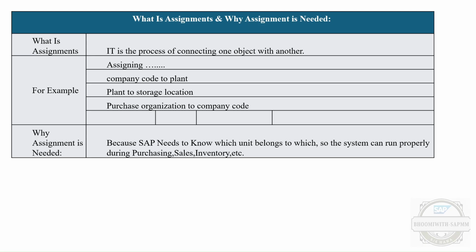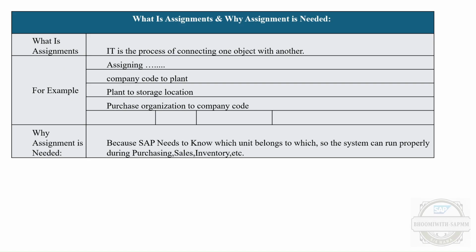What is assignment and why is assignment needed? Assignment is the process of connecting one object with another. For example, assigning company code to plant, plant to storage location, purchase organization to company code. And why is assignment needed? Because SAP needs to know which unit belongs to which, so the system can run properly during purchasing, sales, inventory, etc.